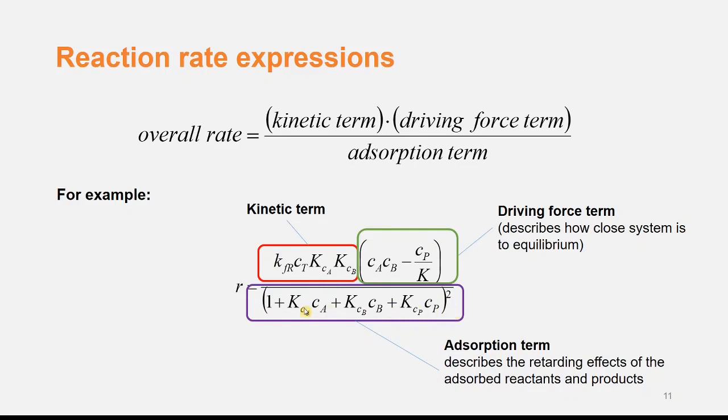Here, K_CA, K_CB, and K_CP are the adsorption equilibrium constants. C_A, C_B, and C_P are the bulk concentrations of the reactants and products.